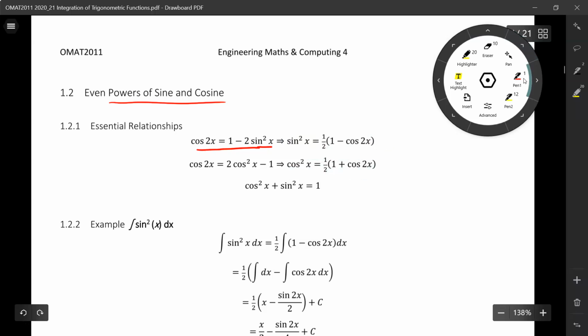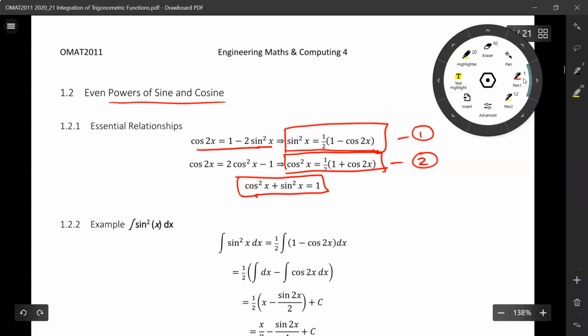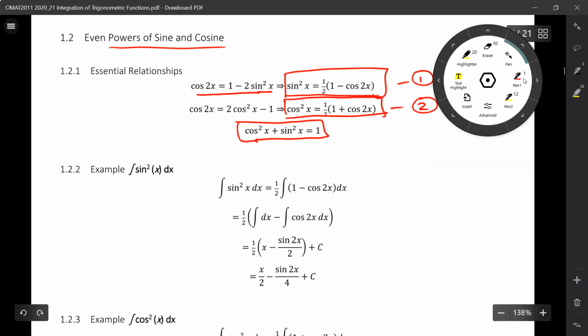So if I do it a bit neater, that's rule number 1 if it's sine squared, rule number 2 if it's cosine squared, and also you need this rule that cosine squared x plus sine squared x adds up to 1. So if we look at this example here, sine squared x, using our rule up here, is equal to half times 1 minus cosine 2x.